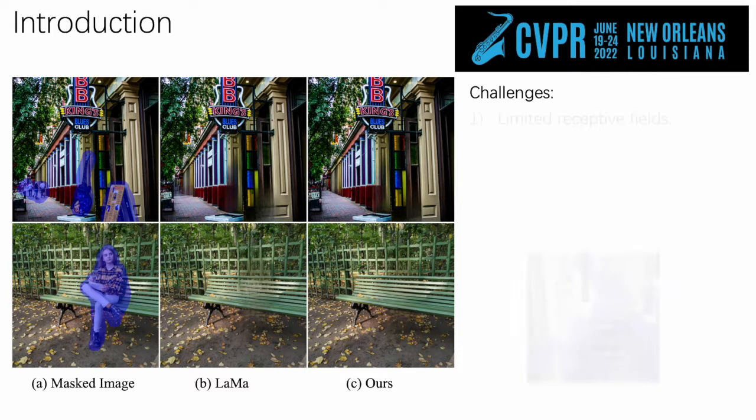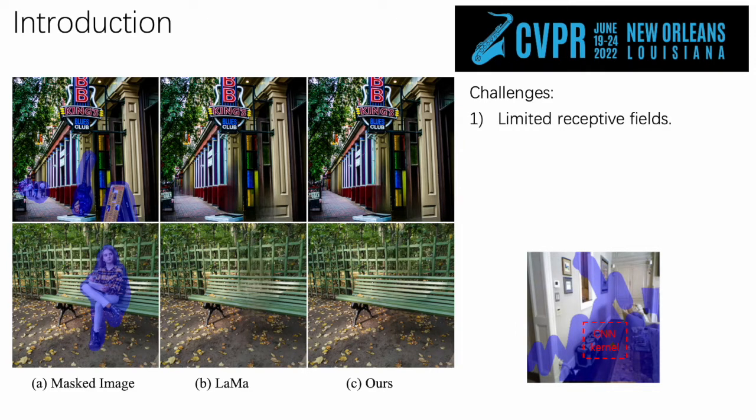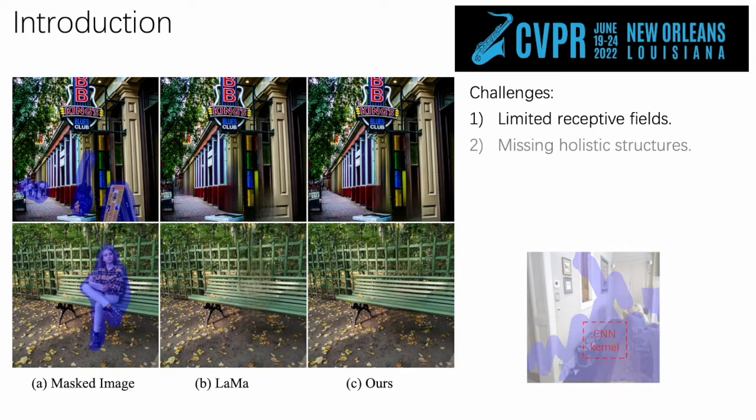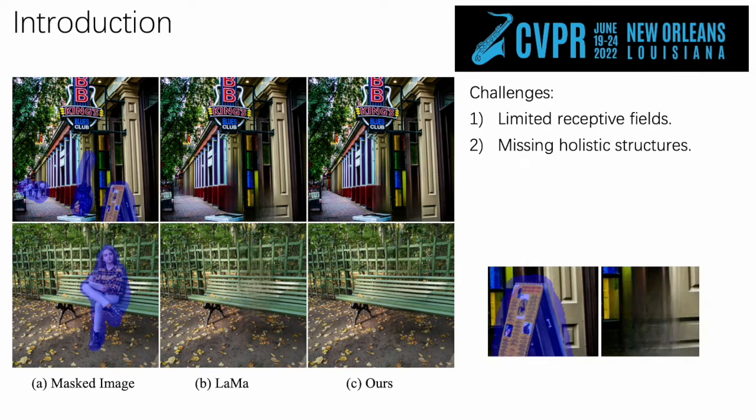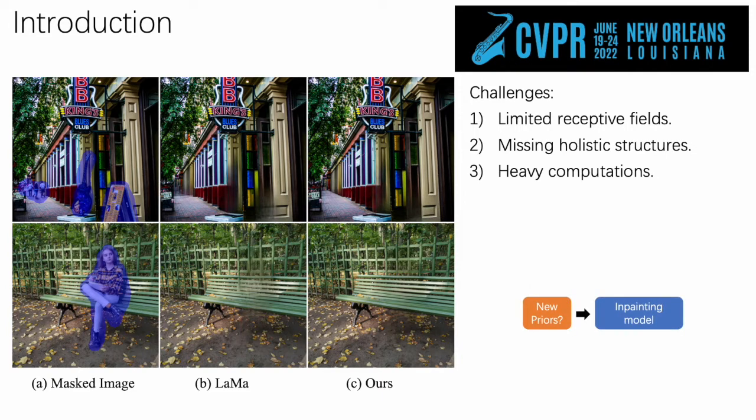Firstly, limited receptive fields. Learning semantically consistent textures is difficult for traditional CNNs. Secondly, missing holistic structures. Recovering key edges and lines for scenes, especially ones with weak texture, is difficult as shown in the figure. Thirdly, heavy computations. Training GANs with large image sizes is still very tricky and costly.